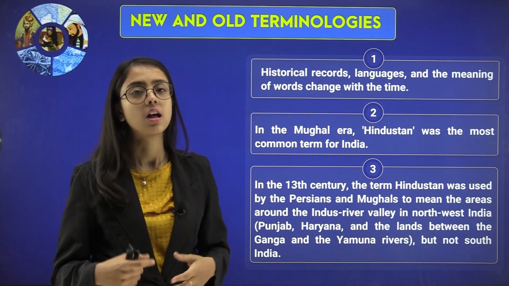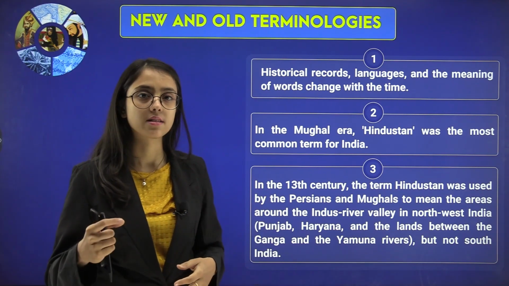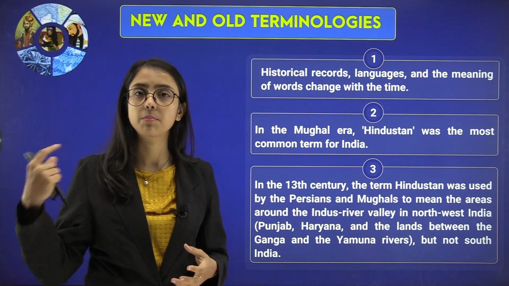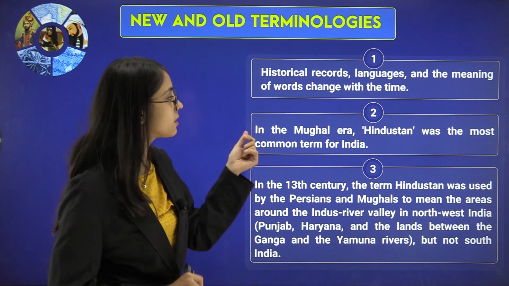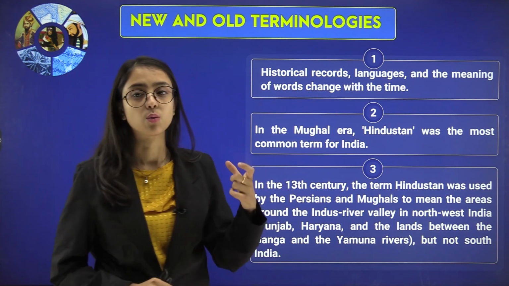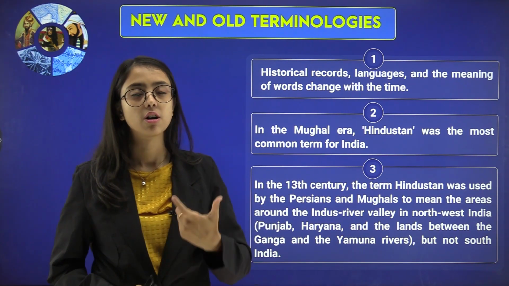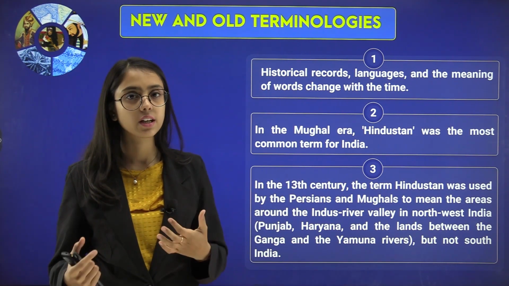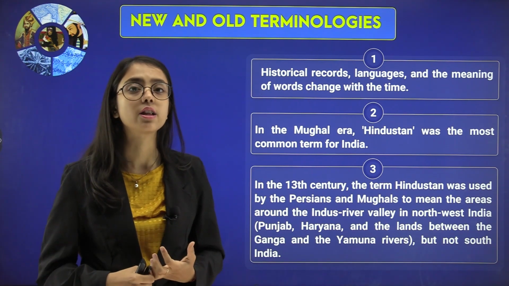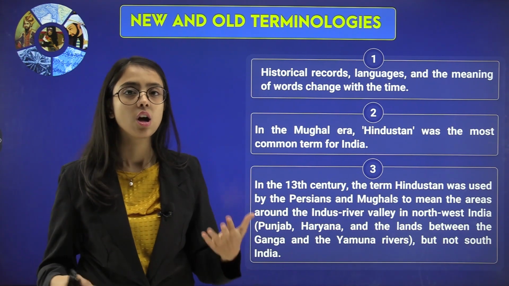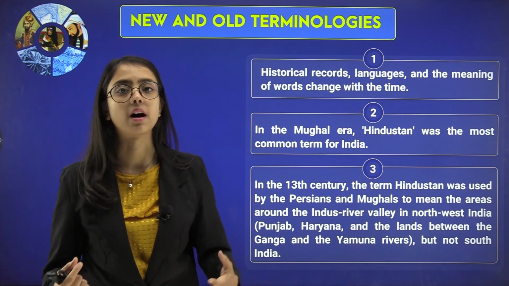For example, a word that would have meant something different in the past means something totally different today. So, for example, in the Mughal era, Hindustan was the most common term for India. India in that Mughal era was referred to as Hindustan, whereas now we most commonly call it Bharat.